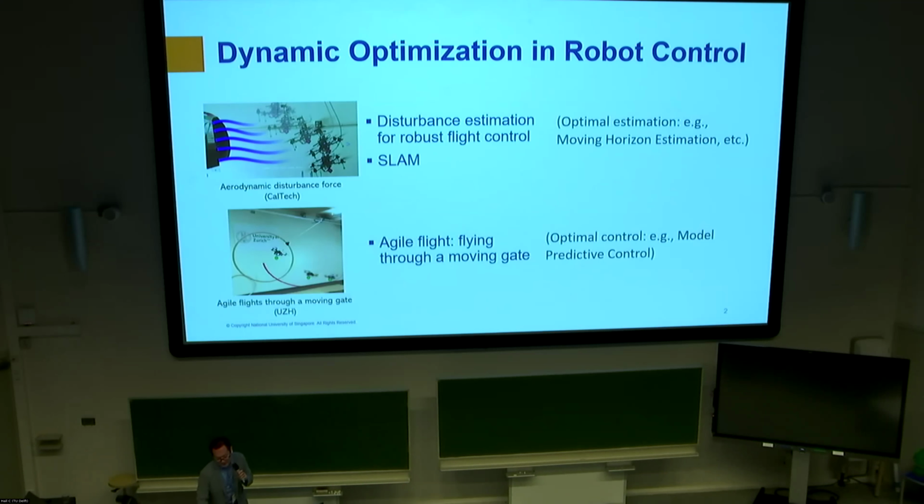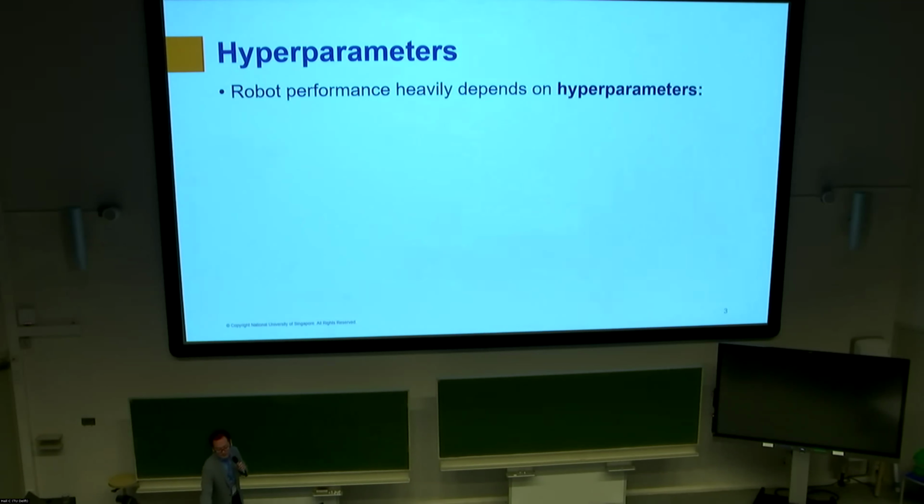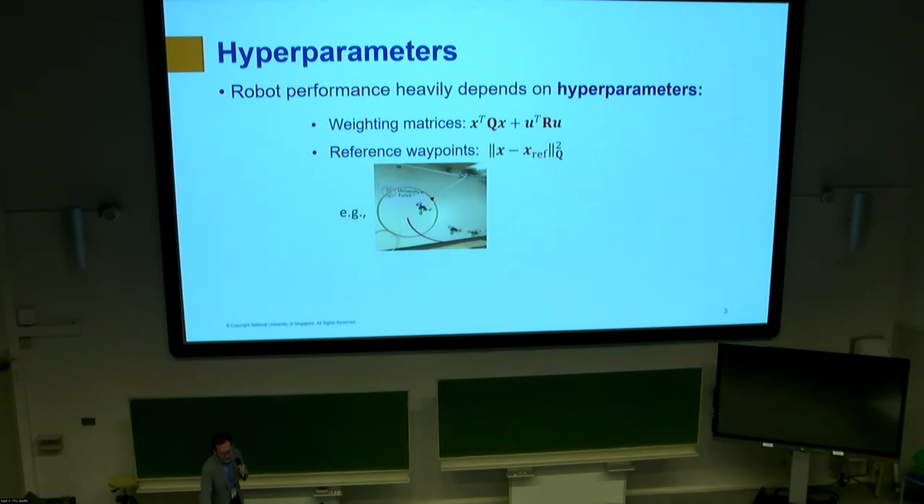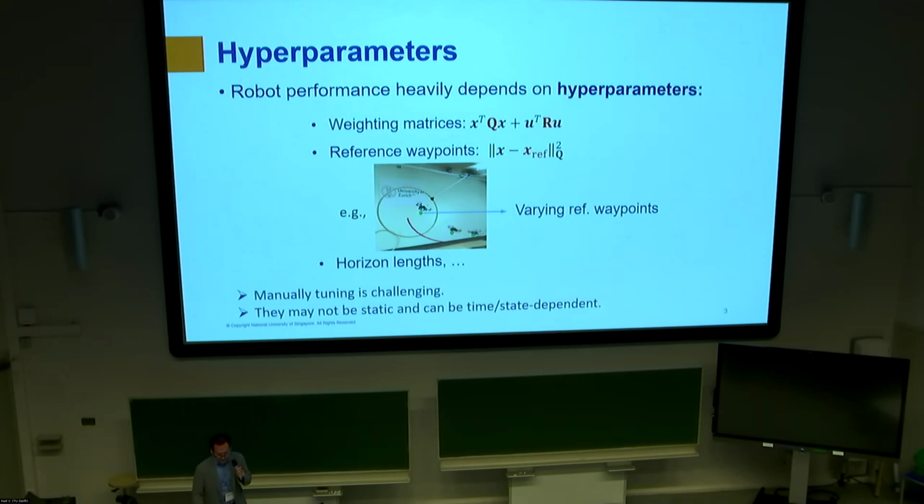Our motivation is that the dynamic optimizations in robot control, like MPC or MHE, moving horizon estimation, their performance heavily depends on those hyperparameters, right? For example, the weighting matrices and the reference points. And here is a work from University of Zurich. The drone has to seek the varying waypoints based on the current conditions, positions, and velocities while passing through this flying gate. And also the horizon length of MPC and MHE affects the optimization performance a lot. And those are the key parameters.